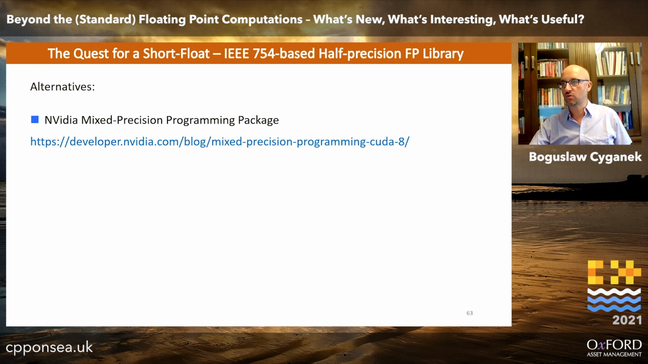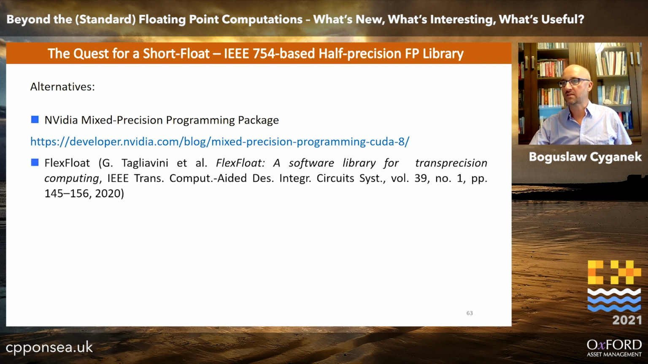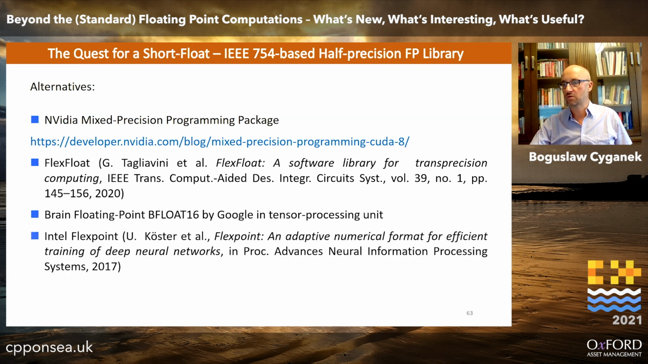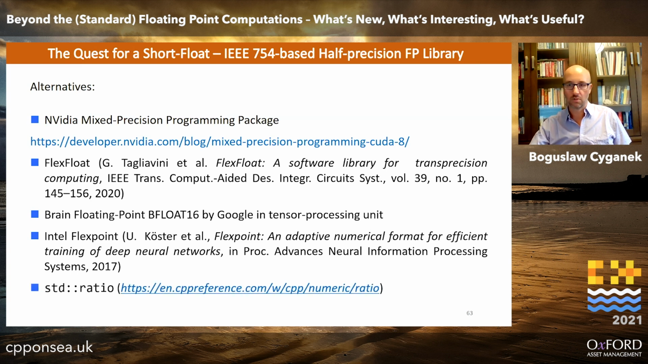Alternatives: NVIDIA is making big progress in a mixed precision programming package, mostly for CUDA and for deep learning. There is FlexFloat, also an interesting software library proposed recently. Brain floating point, bfloat16, by Google for tensor processing units. Intel Flexpoint, and you can find references here. But also you can use std::ratio in some computations. Don't forget you have it.